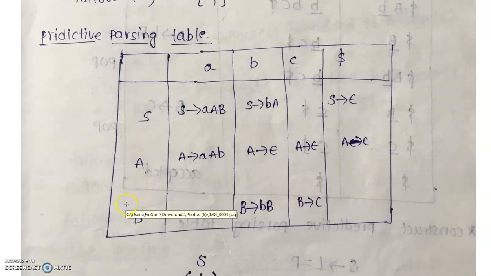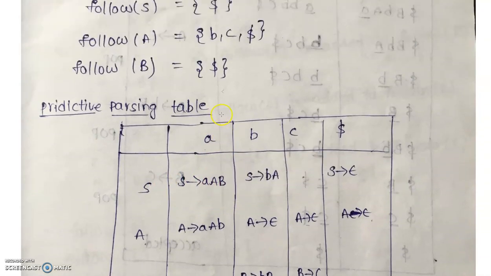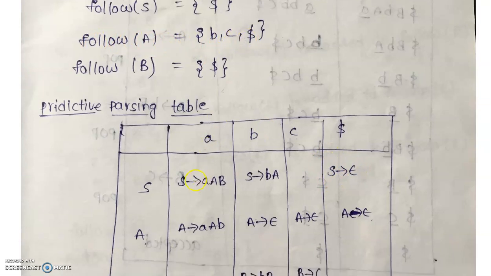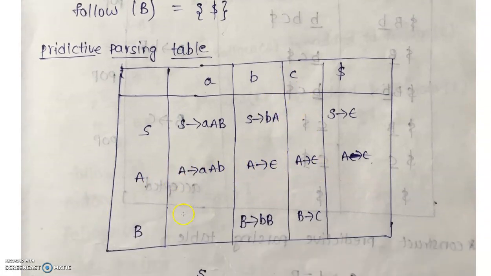So in the S row and a column we have to add the production S tends to AaB. When epsilon occurs, follow of S has to be added. Follow of S is nothing but dollar, so S tends to epsilon is added in the S row and dollar column, and follow of A is b, c, dollar. For b, c, dollar, A tends to epsilon is to be added in the A row and b column, A row and c column, and A row and dollar column. Like that we have to add.